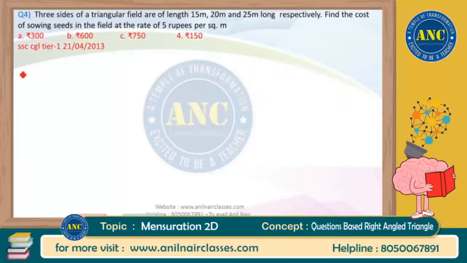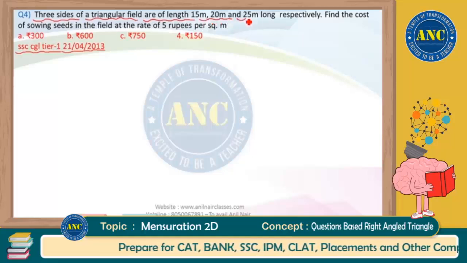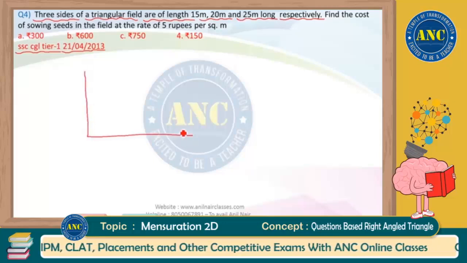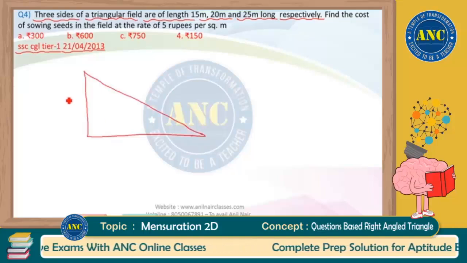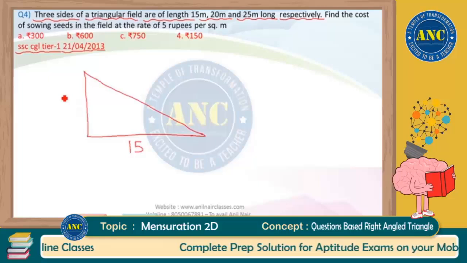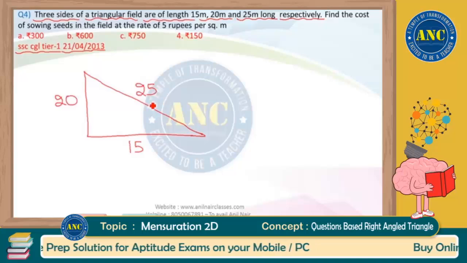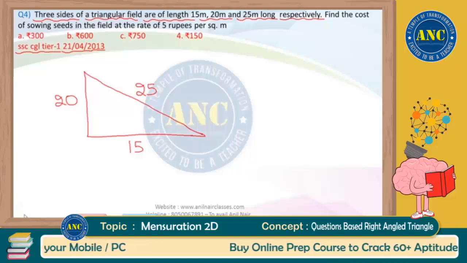Please see the next question. Again, an original SSC Tier 1 question in 2013. Everything I am taking is an examination question. Three sides of a triangular field are of length 15 meter, 20 meter and 25 meter respectively. Find the cost of sowing seeds in the field at the rate of 5 rupees per square meter.